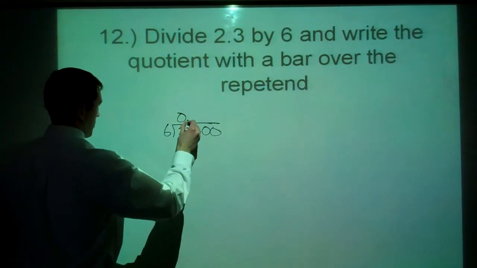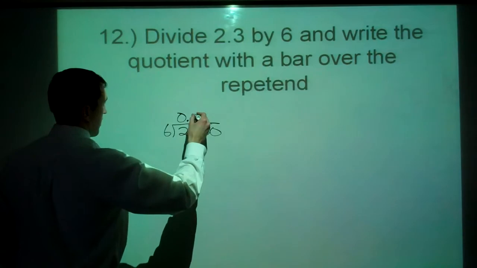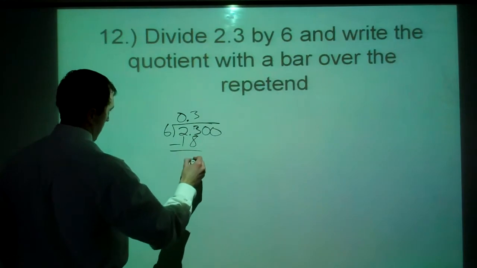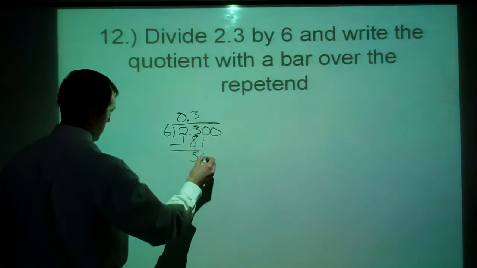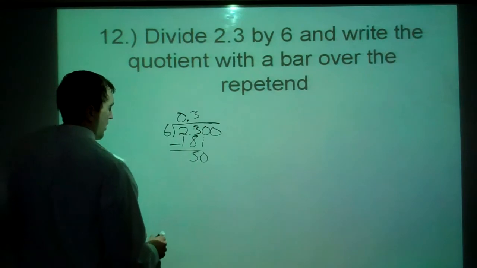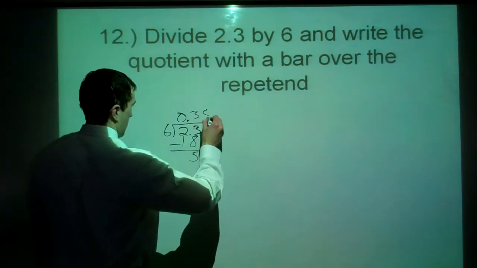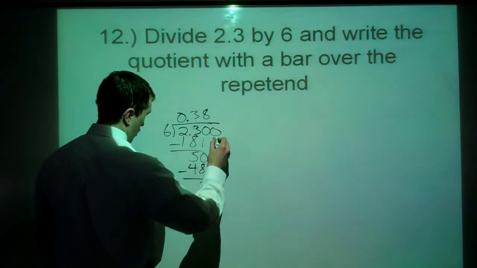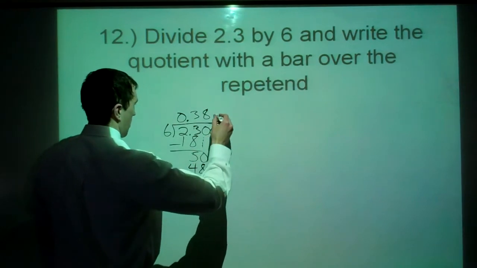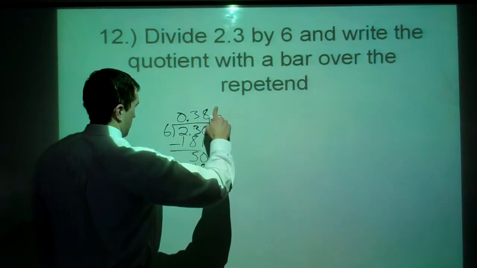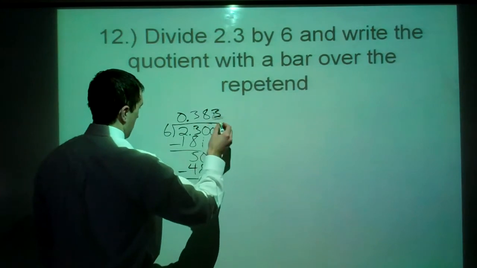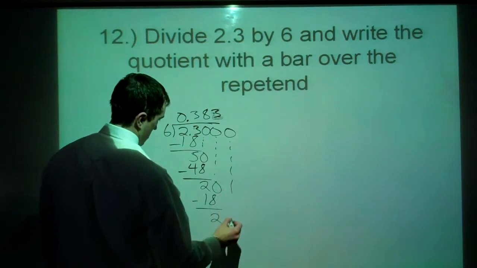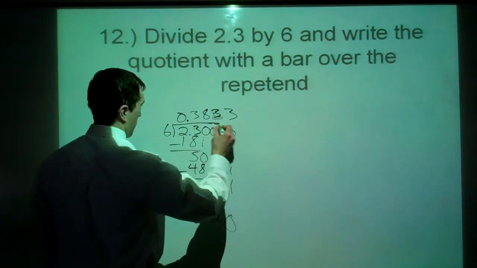6 goes into 2 no times. 6 goes into 23 3 times. 3 times 6 is 18. Subtract, we get 5. Bring this down. 6 goes into 50 8 times. 8 times 6 is 48. Subtract, we get 2. Bring our 0 down. 20. 6 goes in 3 times. So 3 times 6 is 18. Subtract. We're going to keep getting 20, so we're going to keep seeing 3's here.